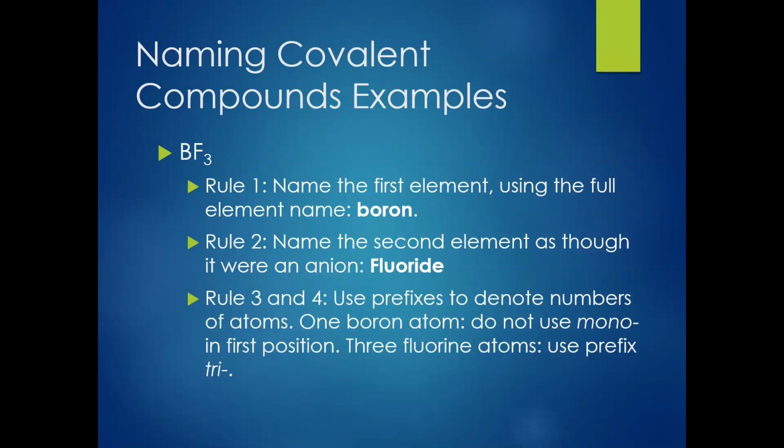So rules 3 and 4 is we're going to use the prefixes to denote the number of atoms. So we have 1 boron atom, but we know we don't use mono for the first one. And we have 3 fluorine atoms, and the prefix for 3 is tri, which means we're going to get the name boron trifluoride. See how easy this is? I know you've got it.